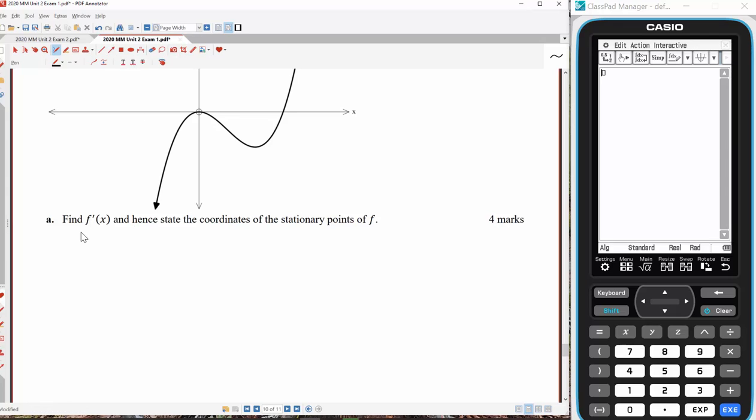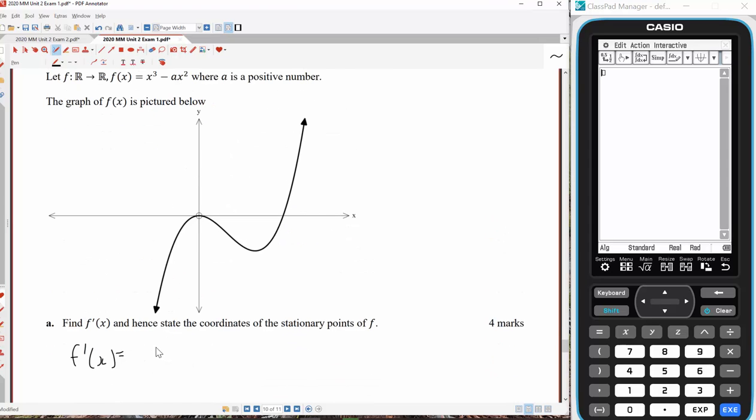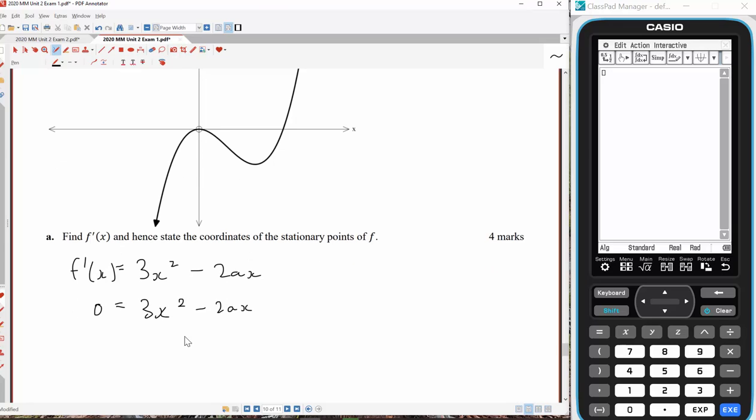Okay, so f dash x equals 3x squared take away 2ax. State the coordinates of the stationary points. So let's find out where the x values of the stationary points are by setting the derivative to 0. 0 equals x.